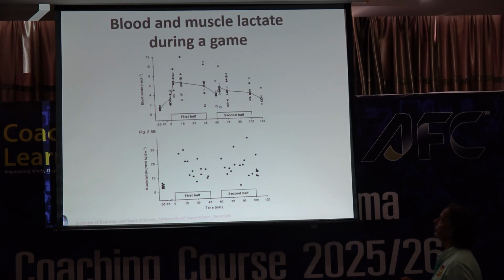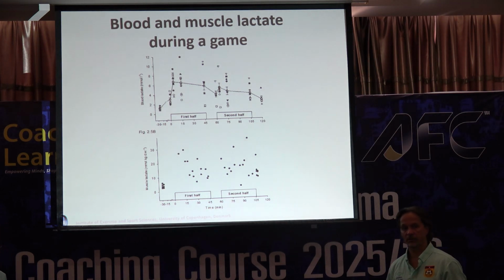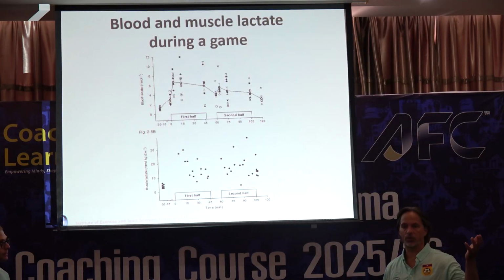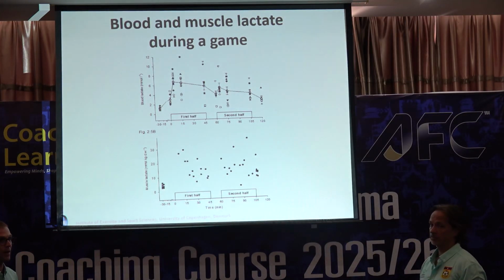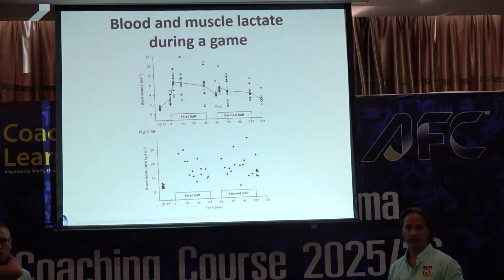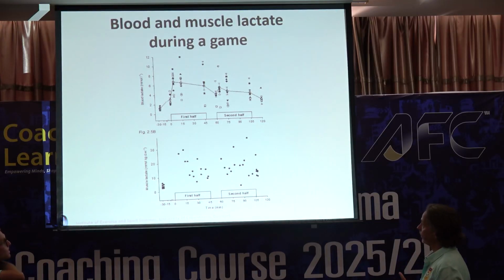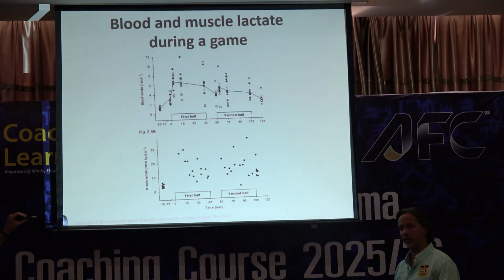This slide shows lactic acid in the blood and in the muscle. So the higher the lactic acid, the more anaerobic work is being performed. So the upper panel shows the blood lactate, and you can see that the values on average are highest in the beginning of the game, just like you see on match analysis with the intensity.